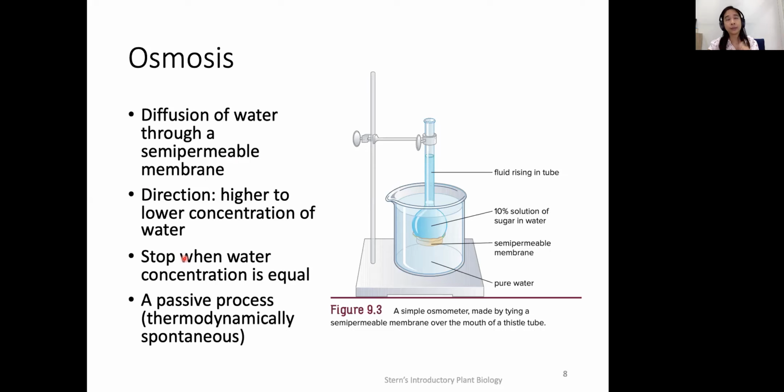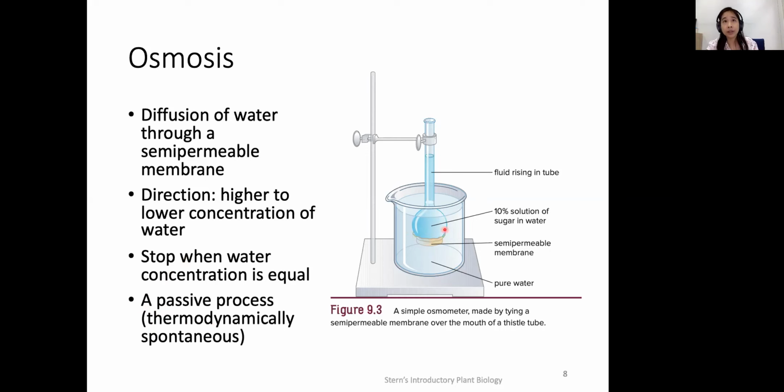And this process occurs by itself. We call this a passive process. If you have heard about thermodynamics, this means it's spontaneous. It can happen by itself, like water can fall from a higher position to a lower position. This is the same thing.